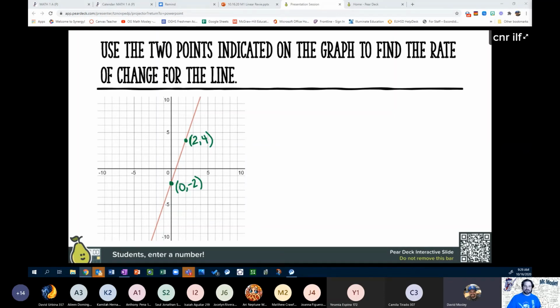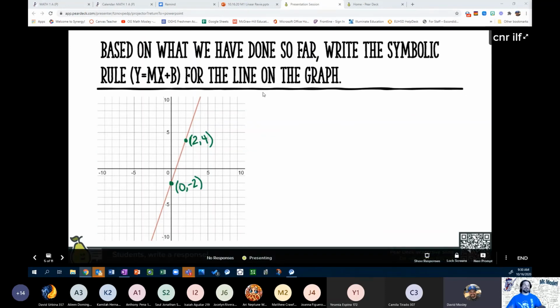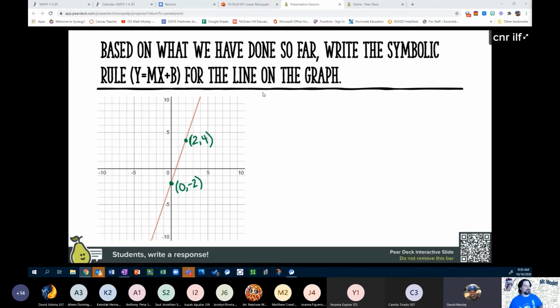All right, so let's go to our next slide. Next question, right? Based on what we've done so far, we're going to write the symbolic rule, the y equals mx plus b form, for the line on the graph. So in that rule, remember, we're replacing m and b with the values that we've just discovered.